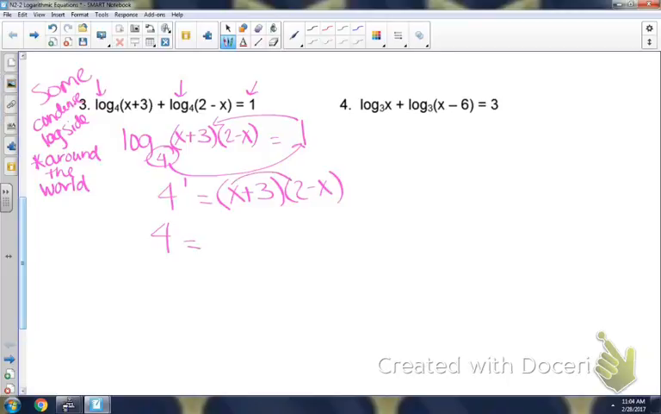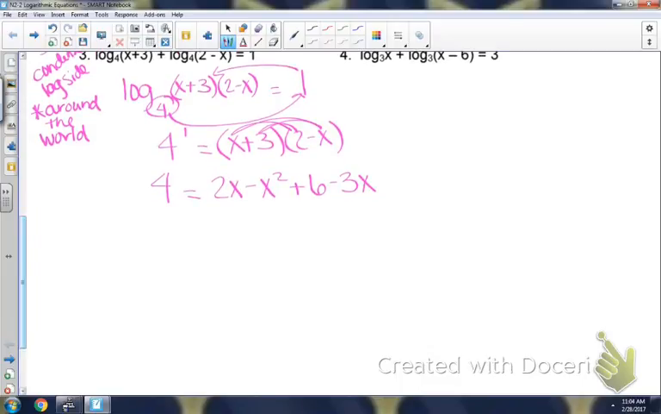So I'm going to get a 2x. That's going to be negative x squared plus 6 minus 3x. Okay, so notice now that I have a quadratic equation. I'm going to go ahead and combine like terms and put it in standard form. So I'm combining these x's here to get negative x.